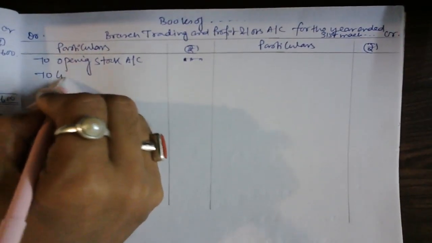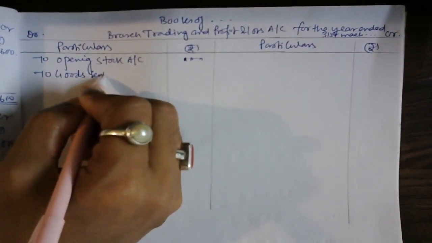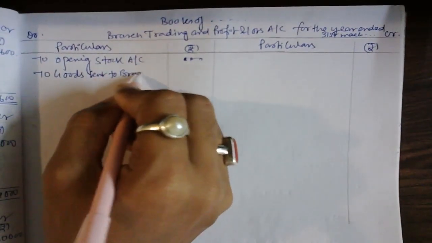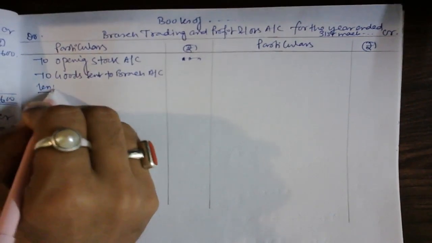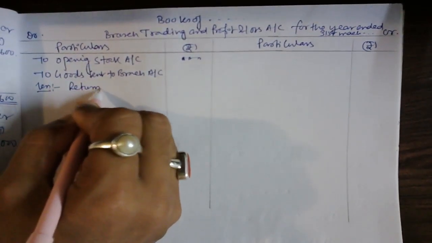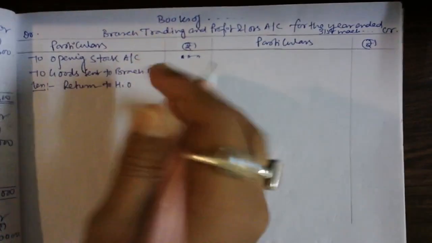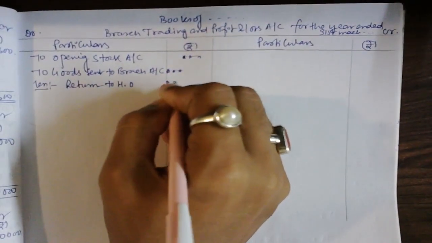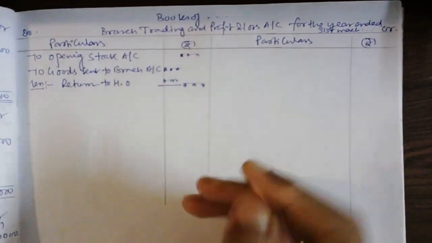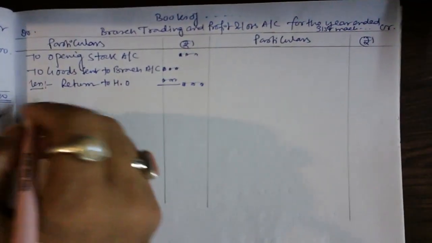To goods sent to branch account, less return to HO. So here I need to make two columns. I just forgot it, no matter. Here we can show it. Okay, perfect. Now we can do it.